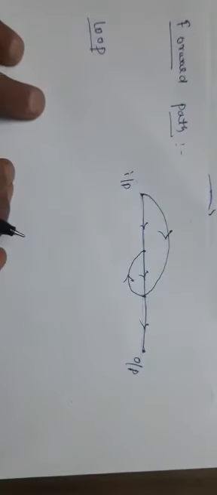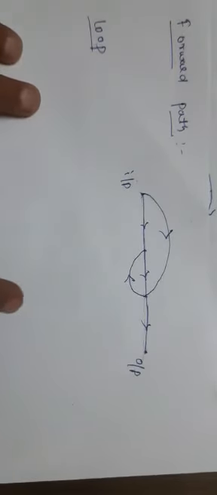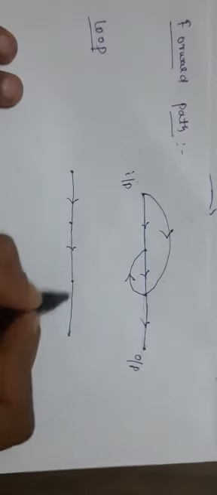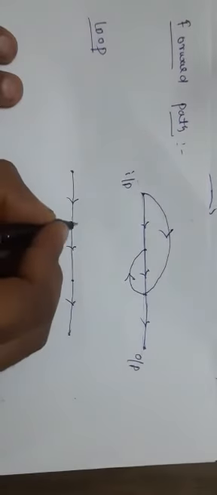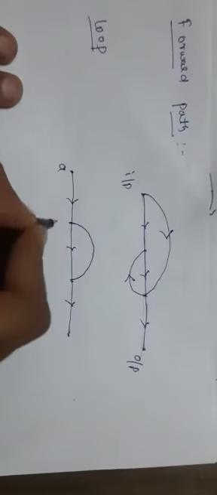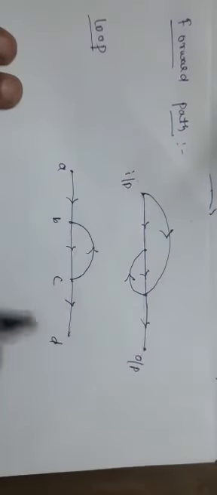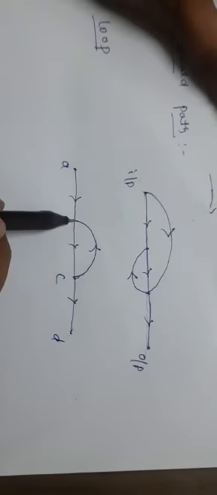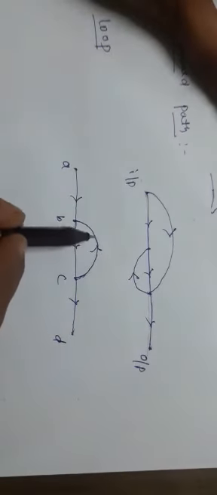Next is loop. A loop is a path which originates and ends at the same point. This is one forward path, going from input to output side. See this one, A, B, C, D. The path originates from B, goes to C, then goes back to B, so it is called a loop. It should be a closed path.